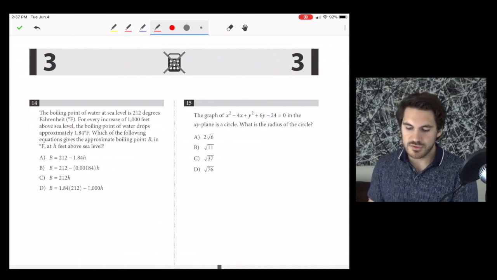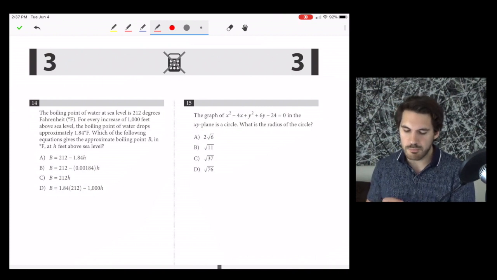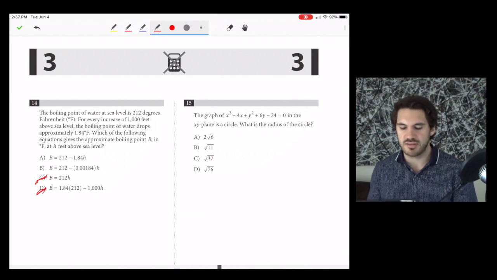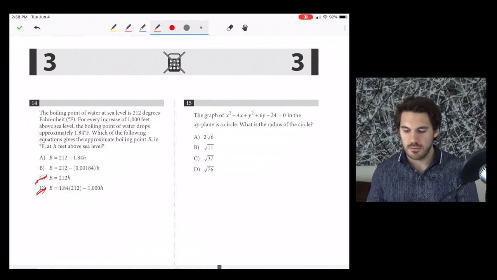Okay, so it keeps dropping every 1,000 feet. The boiling point drops by 1.84. So we know that's going to be related to our slope. So right off the bat, C is gone and D is gone, because those don't relate that number to the slope, which is the number that's next to the variable. A common answer people pick is A, but remember, a slope is how much the y value changes for each 1 unit increase or decrease in x. But here, it's increasing by 1,000, not by 1. So as a result, our answer is going to be B.